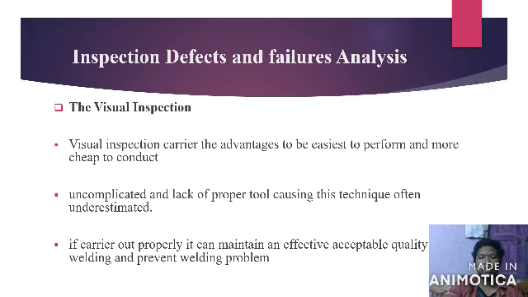Next is inspection, defect, and failure analysis. Normally, the first step for inspection is visual inspection. Visual inspection has the advantage of being the easiest to perform and cheapest to conduct. Because it lacks complicated tools, the technique is often underestimated. If carried out properly, it can maintain effective, acceptable quality welding and prevent welding problems.